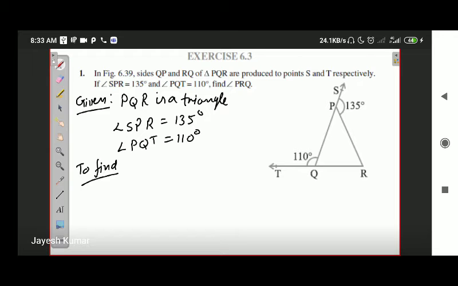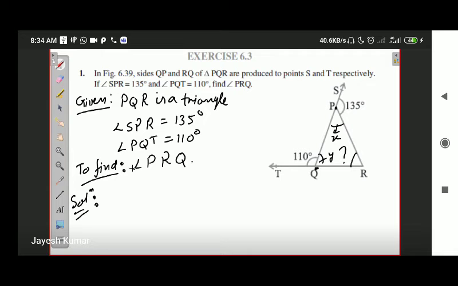And next, what we need to find? We need to find out the value of angle PRQ. That is this angle. Okay. So its solution will be like, see, first of all, I'm going to apply linear pair at point P and linear pair at point Q. With the help of both of these linear pairs, I am going to find the value of this angle and the value of this angle. And after that, I will say that using angle sum property, the sum of all three angles inside the triangle is going to be 180.